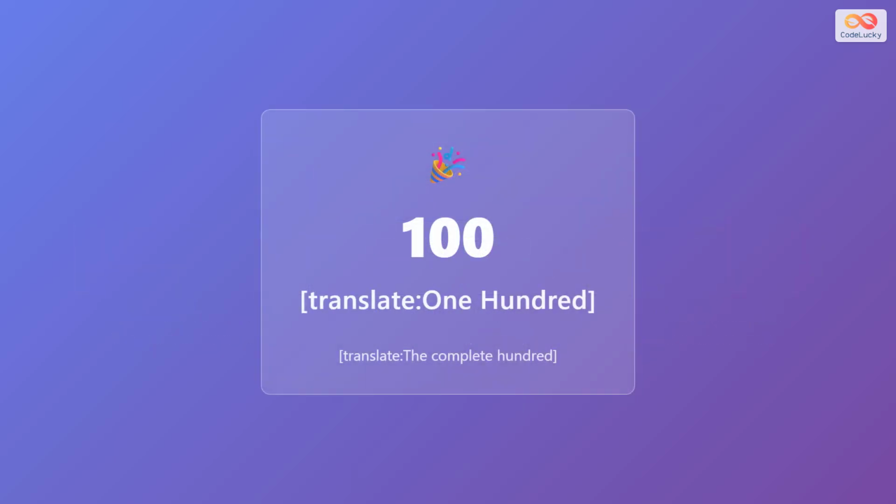We have reached 100. This is a special milestone number. 100 represents the completion of our counting journey from 21. It equals 10 multiplied by 10 or 10 tens. 100 is a round, whole number that marks an important point in numerical progression.